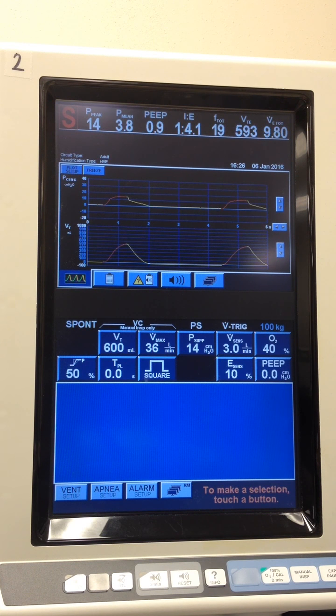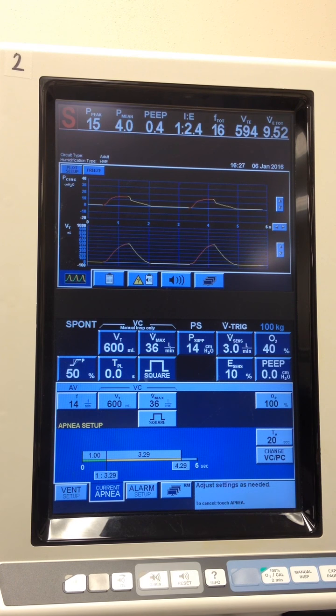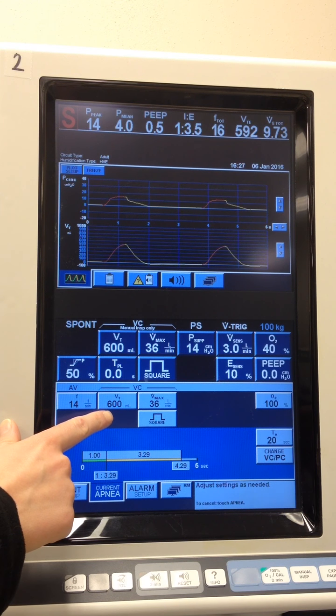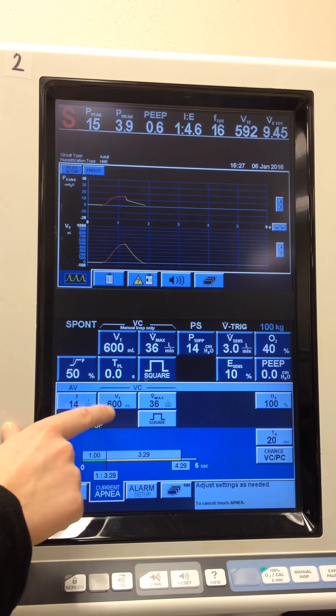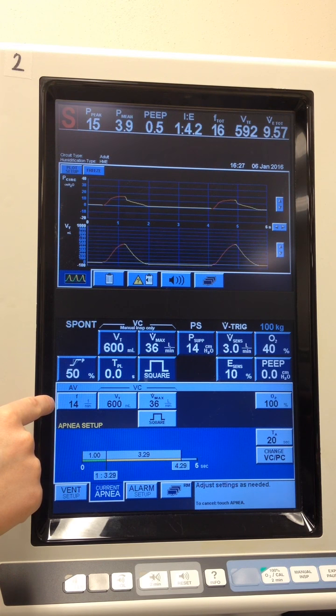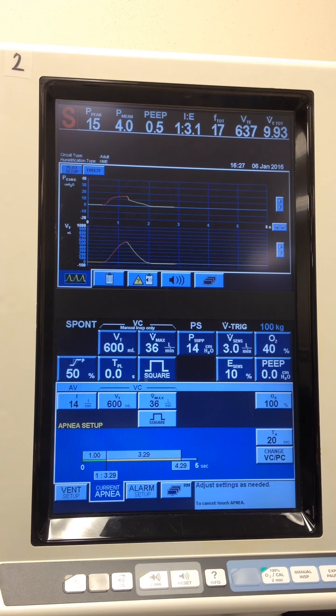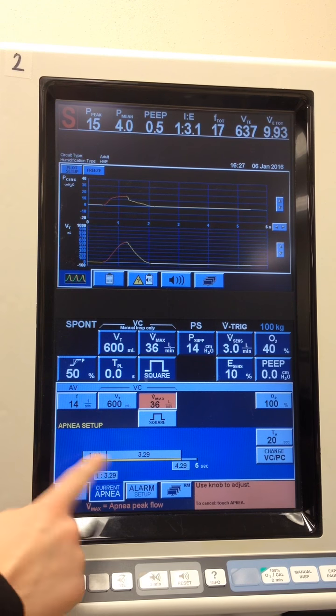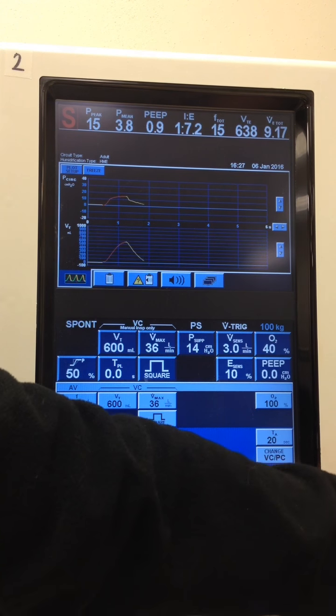So remember, in your spontaneous modes, every breath's volume will vary. So it's really important anytime you have a patient in a spontaneous mode that you set their apnea settings. So you want these set appropriate based on your patient's ideal body weight. So we're looking at 600 mils for our spontaneous tidal volumes, so we can set our machine volumes at 600, an appropriate rate for our patient's age, and then we can leave her at 100% and an I time of 1 second. So we'll go ahead and accept that.